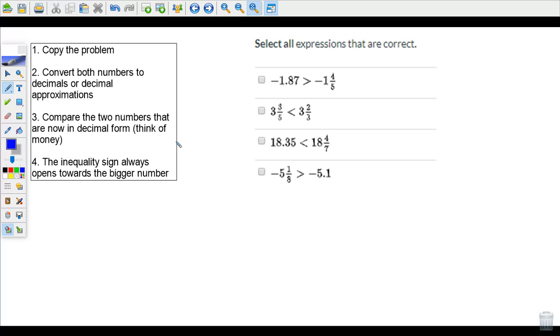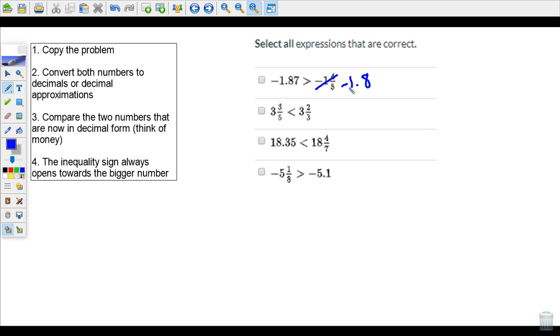In this one, we're supposed to select all the expressions that are correct. So again, let's copy, let's convert them to decimals, then we'll compare the decimals. So -1 and 4/5, we know it's going to be -1 point something. 4 divided by 5 is going to give you 0.8. And let's just go ahead and compare them one at a time this time.